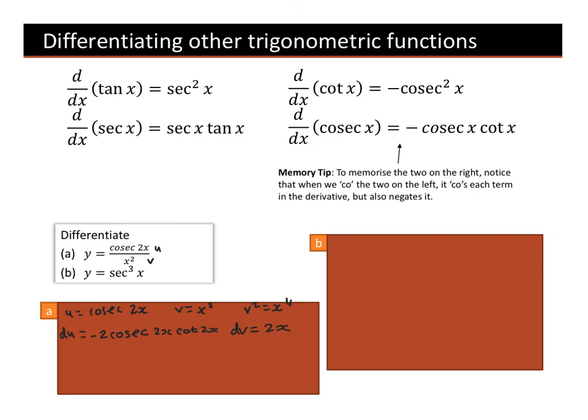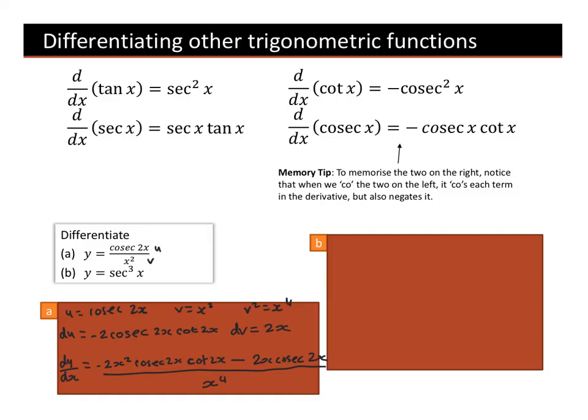Okay, so now I'm going to use the rule. dy by dx equals v du, so x squared multiplied by all of that, so minus 2x squared cosec 2x cot 2x, minus u dv, which is 2x cosec 2x, all over x to the power of 4. Again, we can simplify that because they all have a common factor of x, and we could factorize, etc. For now, it's just getting that basic.